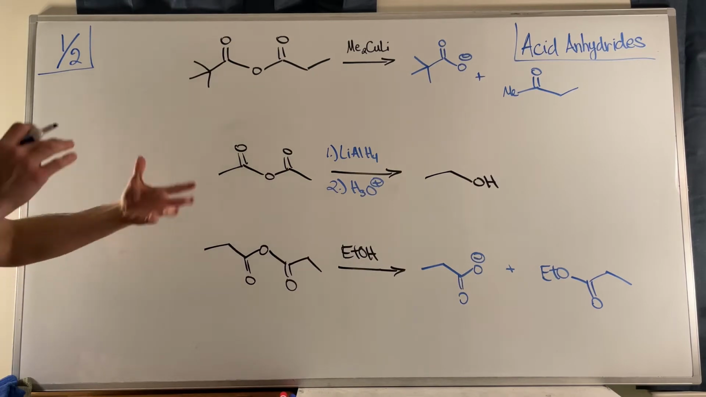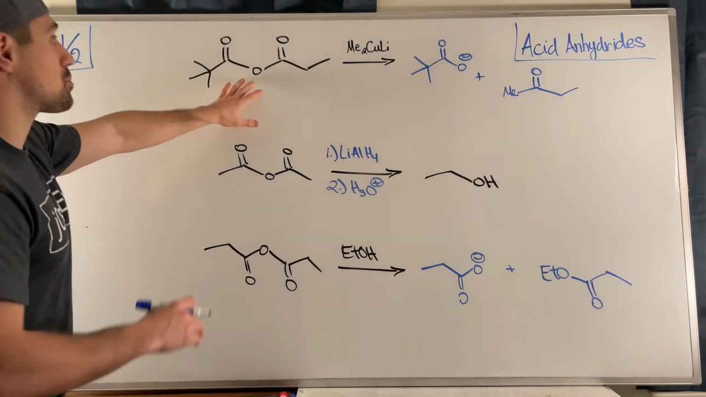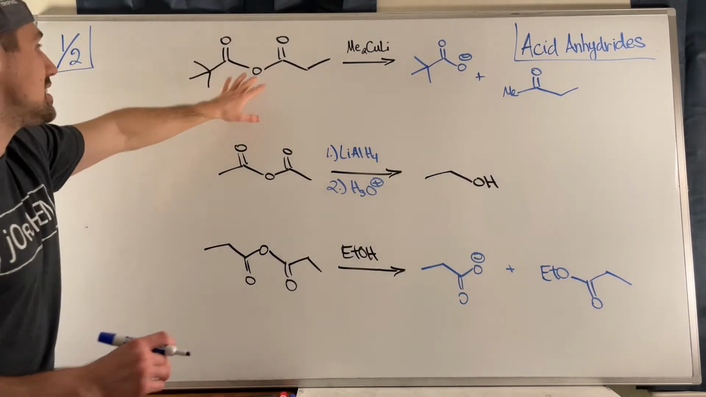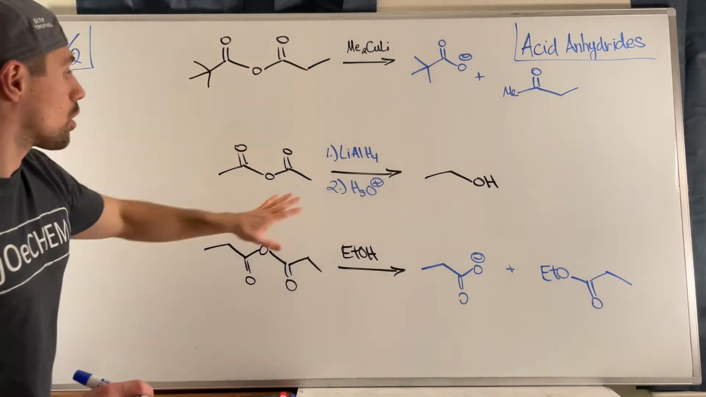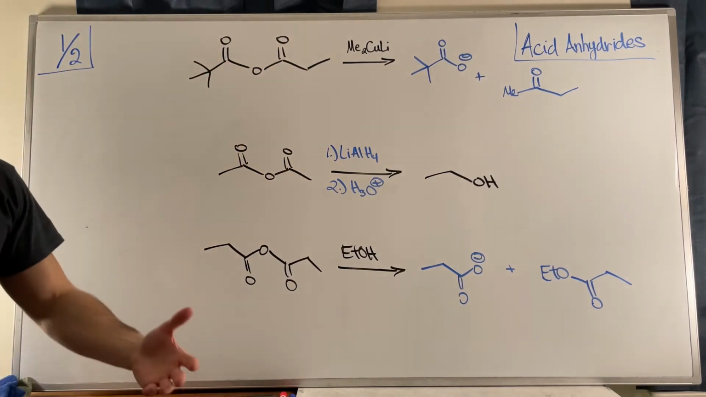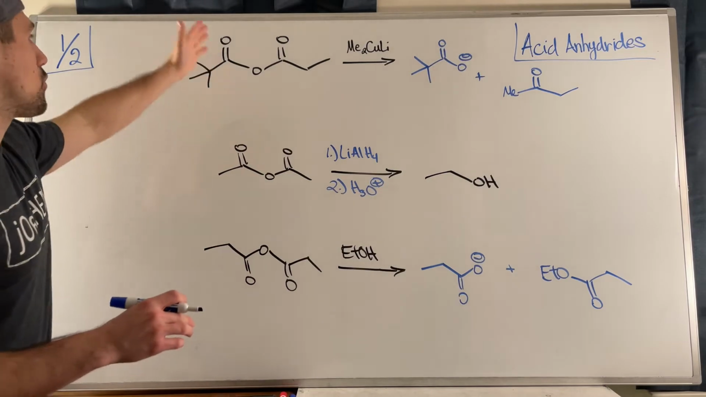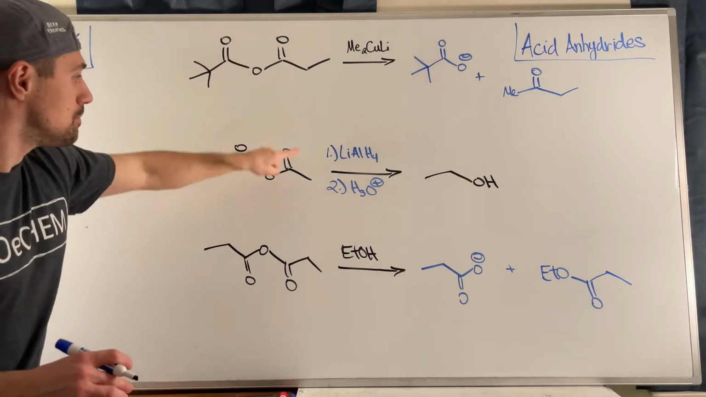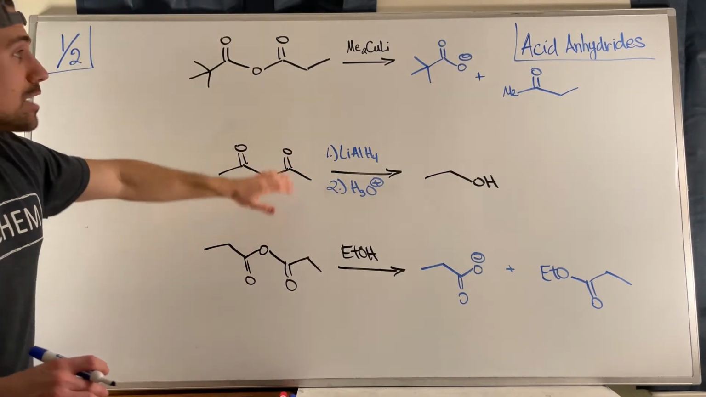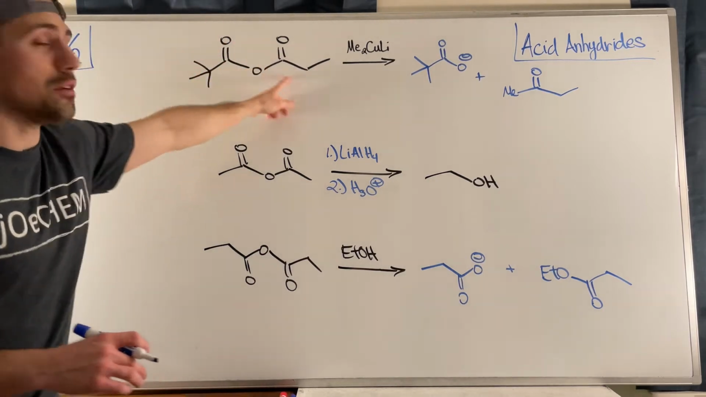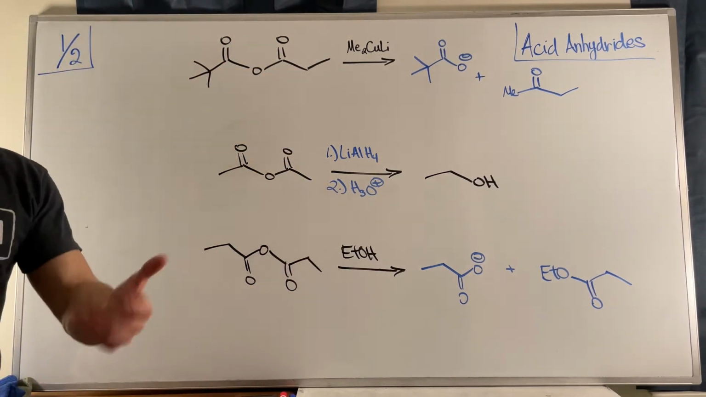So in the first three, you see in this first problem, right? What I'll do is I might refer to these as asymmetric or symmetrical acid anhydrides. So if we're the same on both sides like we are right here, this is a symmetrical acid anhydride. And if we are different, it's an asymmetrical acid anhydride.